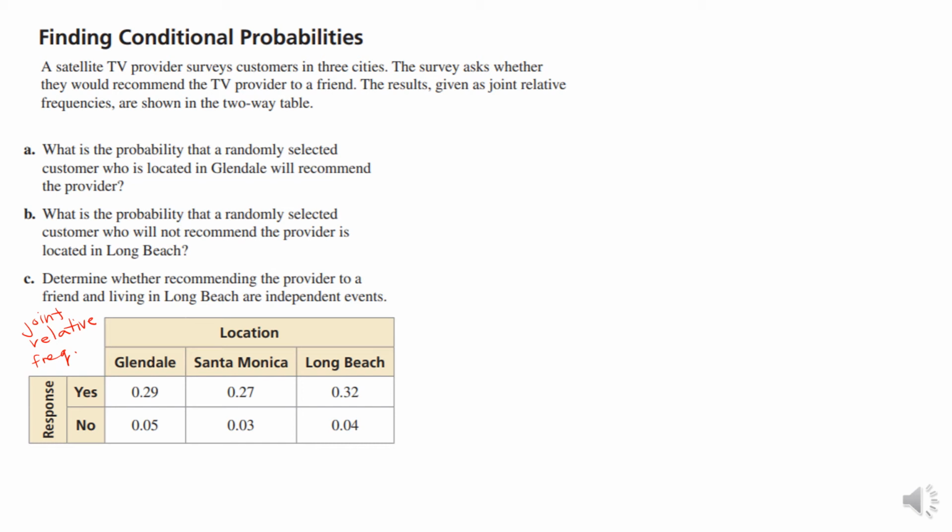So it says, a satellite TV provider surveys customers in 3 cities. The survey asks whether they would recommend TV provider to a friend. The results given as joint relative frequencies are shown in the two-way table. So what is the probability that a randomly selected customer who is located in Glendale, so they're saying they're in Glendale, will recommend the provider?